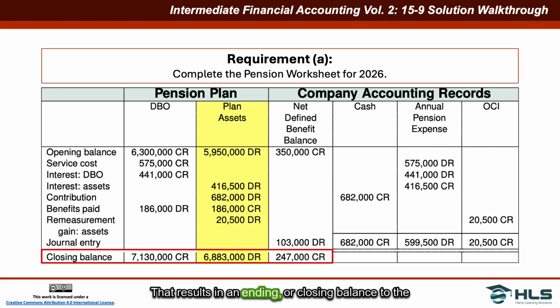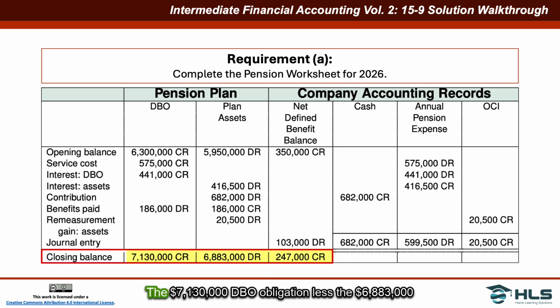That results in an ending or closing balance for the plan assets of $6,883,000. If we look at the NDB balance, we had a beginning balance of $350,000 credit, and then we had the $103,000 adjustment based on the journal entry. That results in an ending balance of $247,000 credit on the company's books. That $247,000 should equal the difference between the trustee's balances of the DBO and the plan assets.